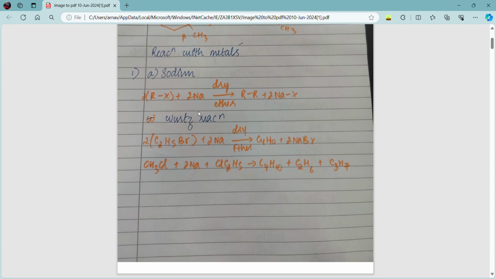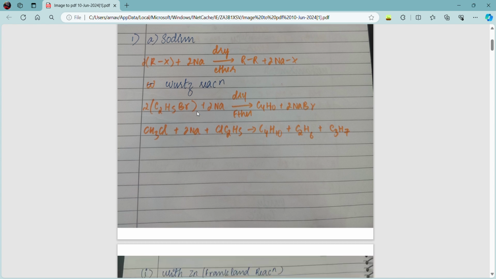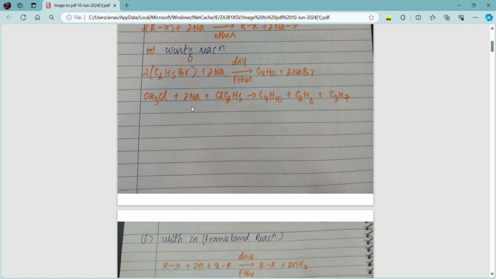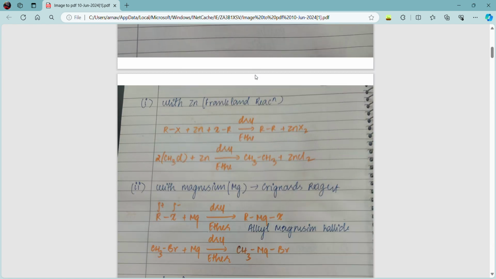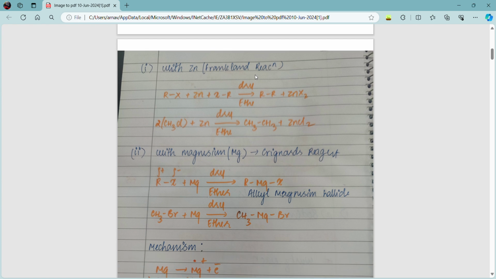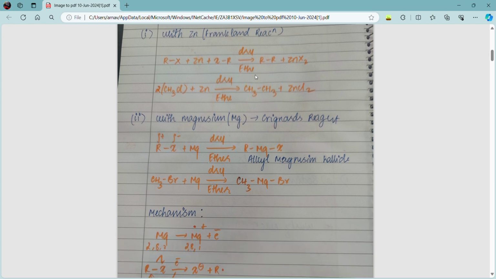So that's why it's used to produce only symmetrical alkanes, using symmetrical alkyl halides. If you use 2 moles of ethyl bromide, you get butane. It's a symmetrical alkane. Next is reaction with zinc, the Frankland reaction. It's just the same as the Wurtz reaction, but zinc has a valency of 2, so only 1 mole of zinc is required for the reaction.